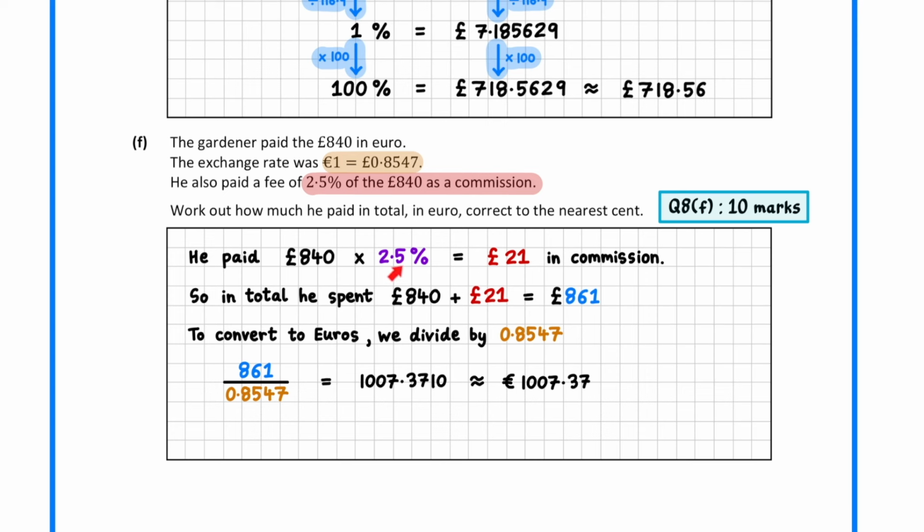840 times 2.5% comes out to 21. So the total amount in pounds will be 840 plus 21, which is 861. To convert to euros, we divide this number by the given conversion rate of 0.8547. Rounded to 2 decimal places, this gives us a final answer of €1,007.37.